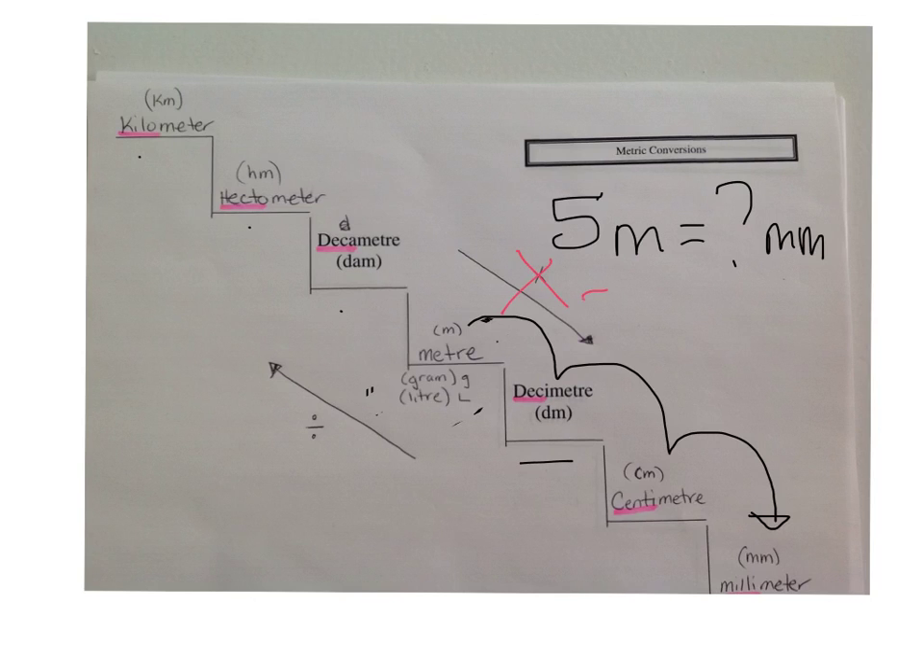So I can take 5 times 1,000 because there was 1, 2, 3 steps, 1, 2, 3 zeros. 5 times 1,000 is just like we've been doing with our mental math. We take that 5 and we are going to add 3 zeros to the end because we've moved that decimal point over 3 spots. So 5 meters equals 5,000 millimeters.